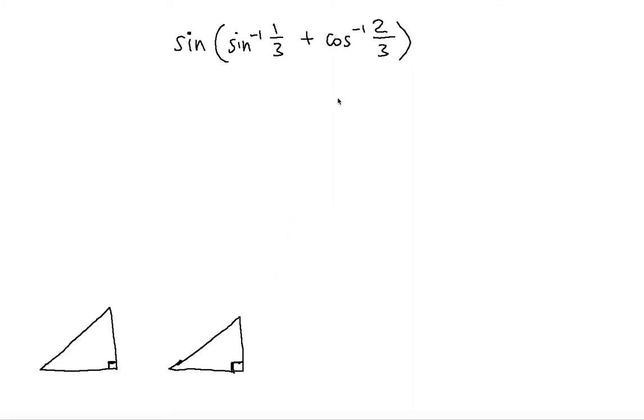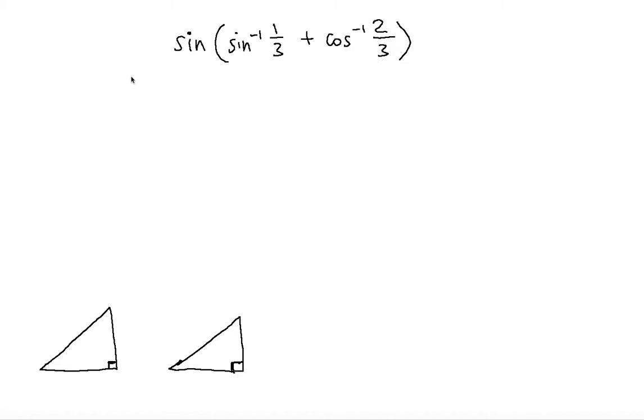How do you find the value of this complex inverse trigonometric expression? Notice that we're talking about inverse because there's an arc sine expression of 1/3, and there's an arc cosine expression of 2/3. So what this basically means is that you're trying to find the sine of the sum of two inverse values. This means the angle whose sine is 1/3. This means the angle whose cosine is 2/3.